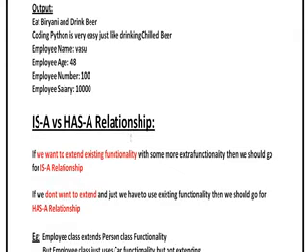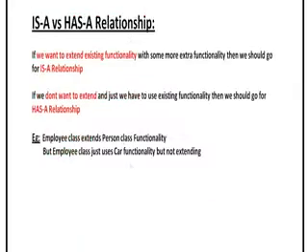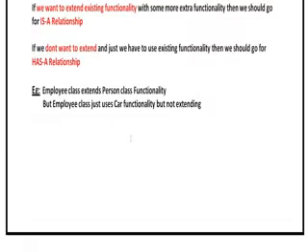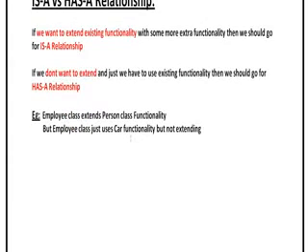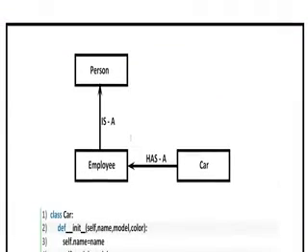Next, the IS-A versus HAS-A relationship. IS-A means whatever function we are writing, if you want to extend our function further, you can use the concept of IS-A. And if you don't want to extend your function further, then you can use the functionality of a HAS-A relationship. Now let us see how IS-A and HAS-A are going to work with simple diagrams.